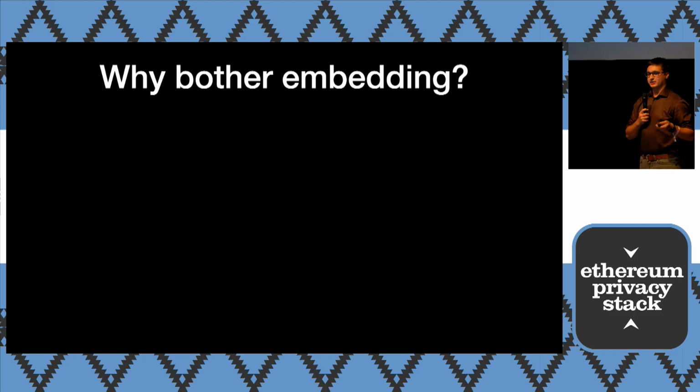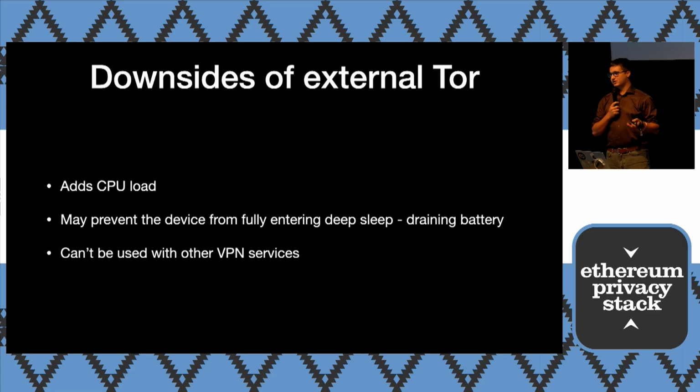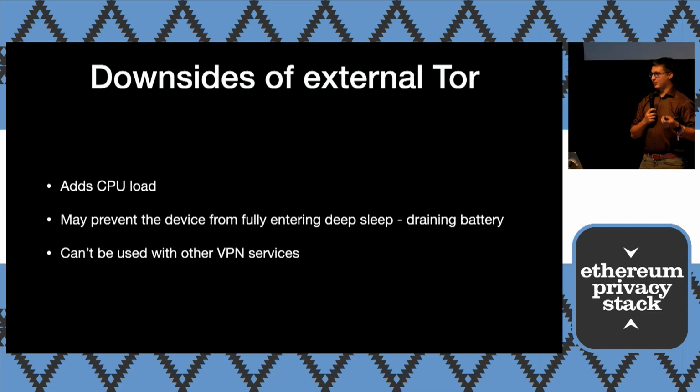But why bother embedding? We can get all of those benefits by just using Tor in a VPN mode. Why should anyone put it inside of our app? There are some downsides to external Tor projects such as Orbot or Invisible. It adds extra CPU load, which on desktop platforms wouldn't be that bad, but on mobile devices it may prevent a device from entering a deep sleep state, which will drain battery because the device will have to be awake even with the screen turned off. And you cannot use it with other VPN services. So if you use Mullvad or Tailscale, you cannot use that with a system-wide Tor VPN.